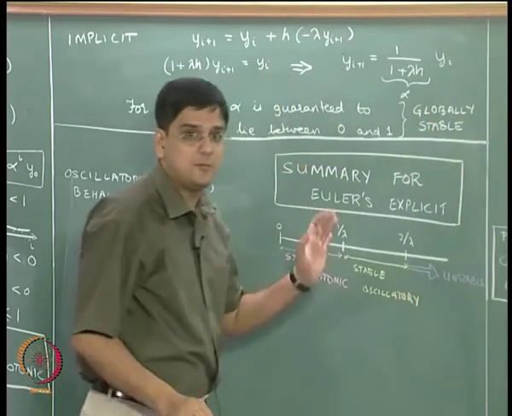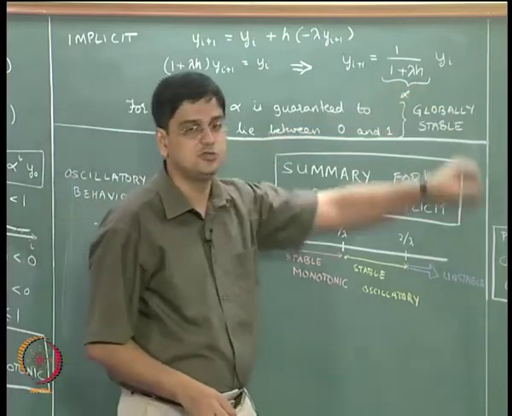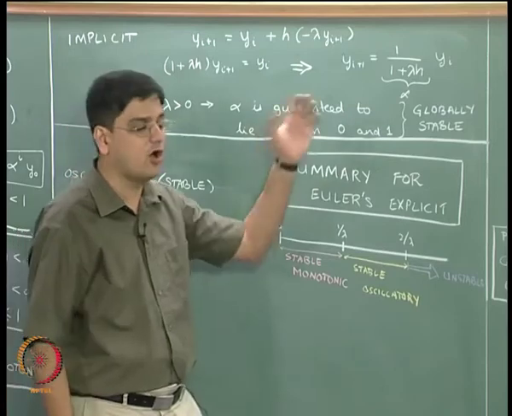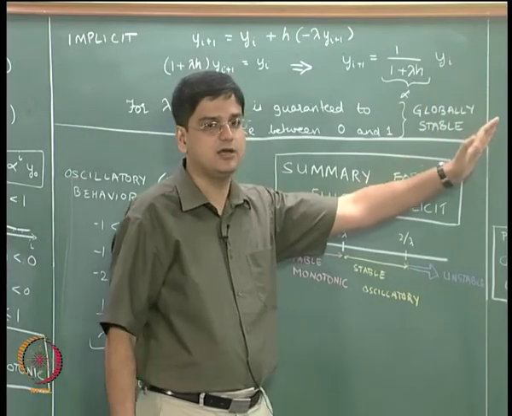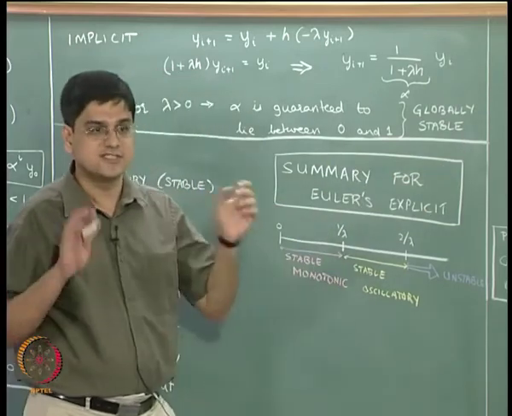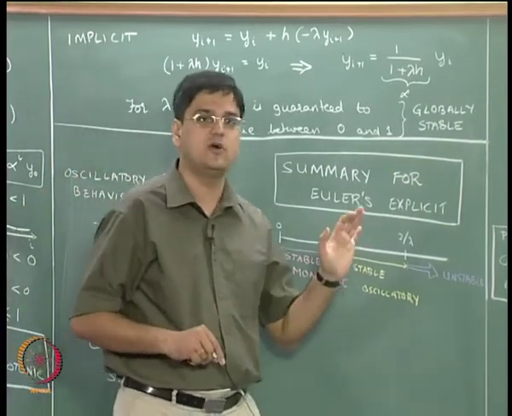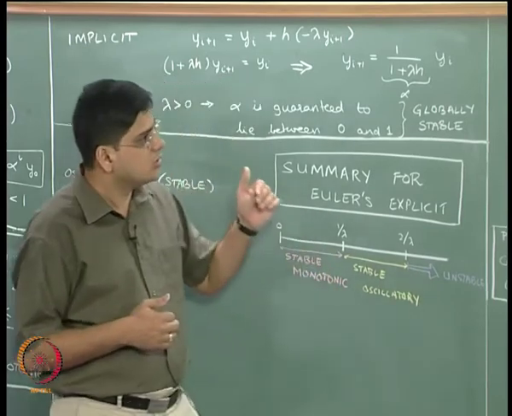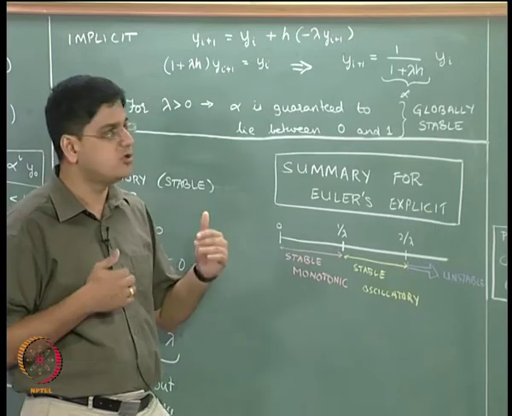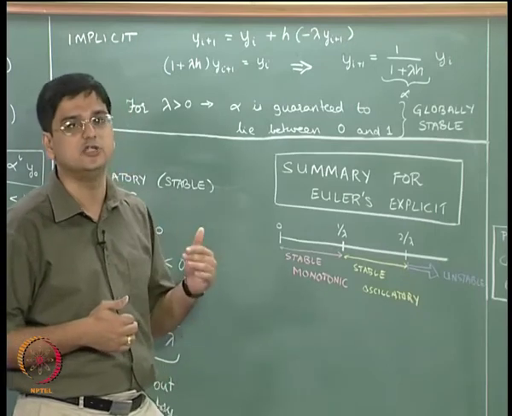So, no matter what value of h you choose, no matter how large a value of h we choose, we will always get the implicit Euler's method to be stable. Stability does not say anything about accuracy. So, this stability property is the reason why the implicit methods are actually used.